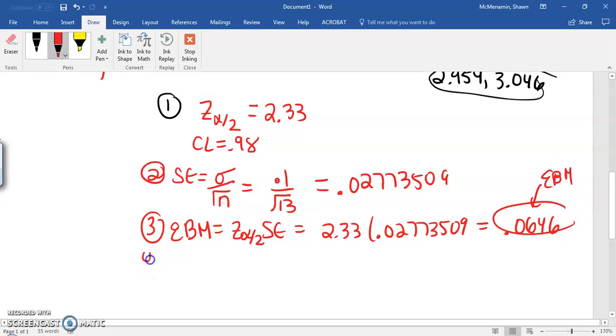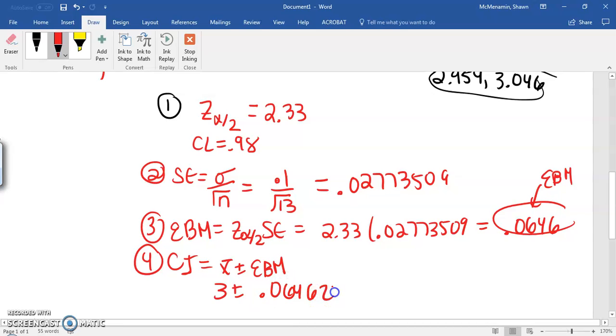And then the last step, again, is the confidence interval, which is X bar plus or minus your EBM. Your X bar is 3, so plus or minus 0.0646225729. You could round more. And so 3 plus X gives you 3.0646. 3 minus your EBM gives you 2.9.